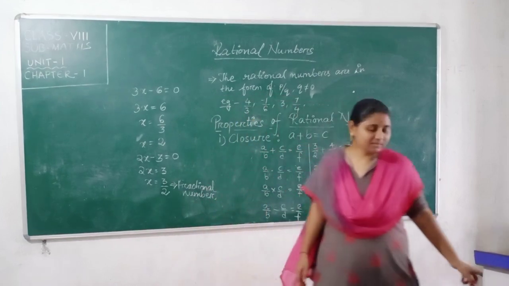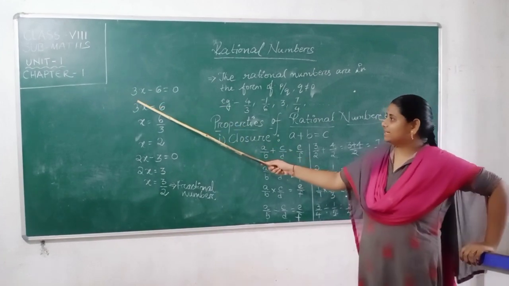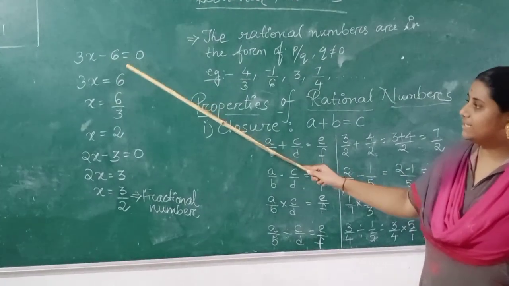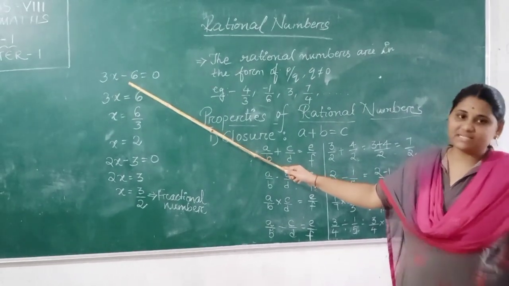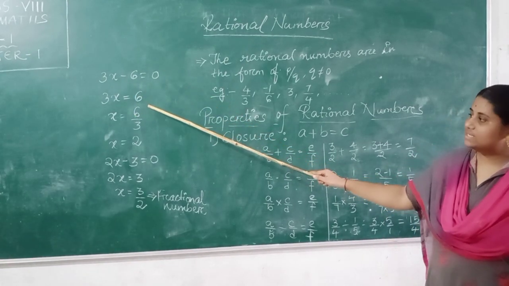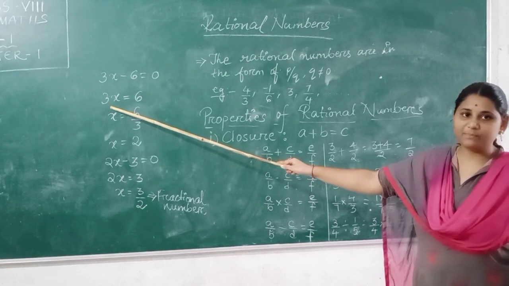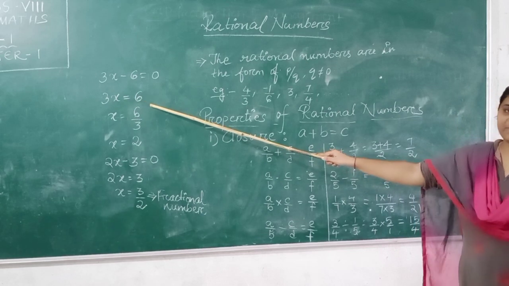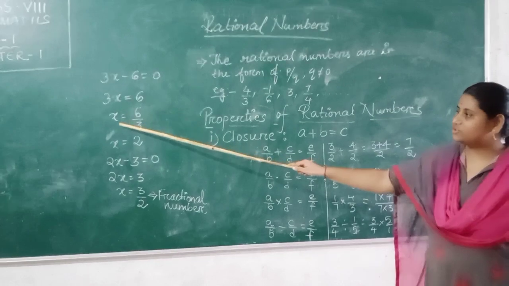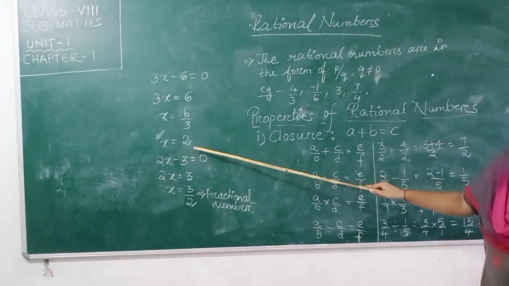In mathematics we come across different types of equations. Here we can observe 3x minus 6 equal to 0. When we solve the equation, this minus 6, if it is coming this side, what will happen? 3x is equal to 6. Here if we observe clearly 3x, what is 3 doing here? It is multiplying. So if you bring the 3 this side, it will divide. So x is equal to 6 by 3. When you solve it, x is equal to 2.